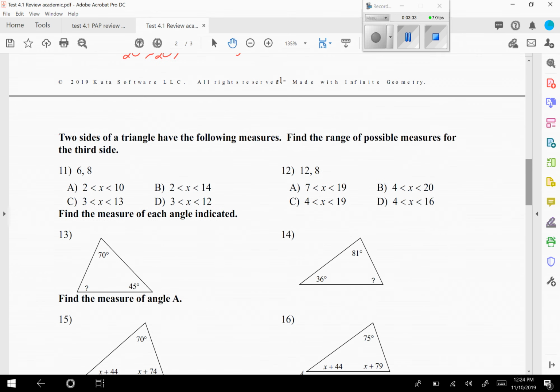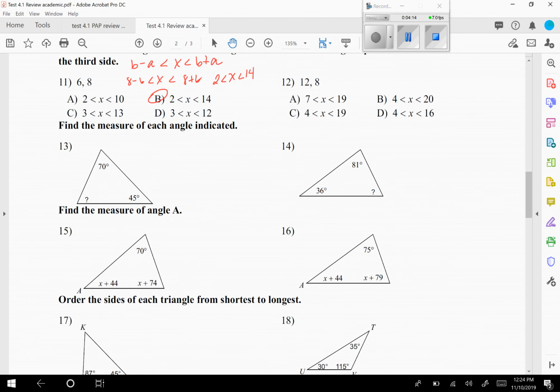Okay, number 11. It says find the range of possible third sides for a triangle when they've given us 2. So on these, you have your big one and your small one. So you do the big minus the small, and then you do the big plus the small. Here we have 8 minus 6 versus 8 plus 6. So 8 minus 6 is 2, and 8 plus 6 is 14. So it has to be bigger than 2 but less than 14, so B.